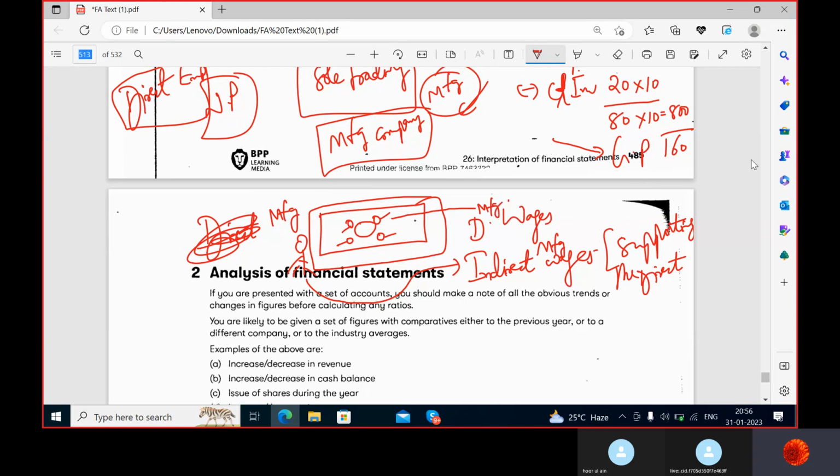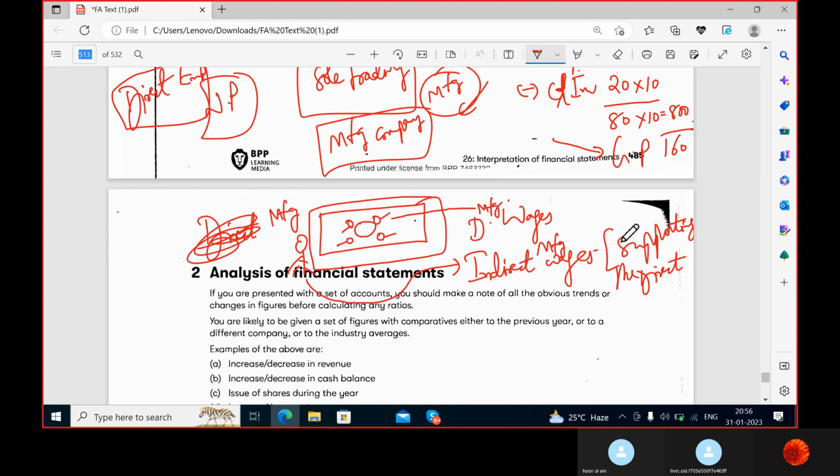Now I'm coming to the third point because now I'm going to conclude this concept for you. Why I'm putting in so much effort is that many students don't even know the difference between direct wages and indirect wages. So I have to explain it to them now.